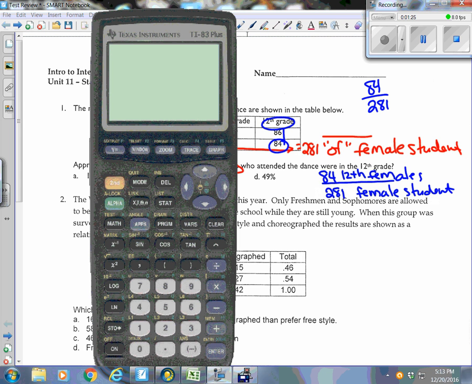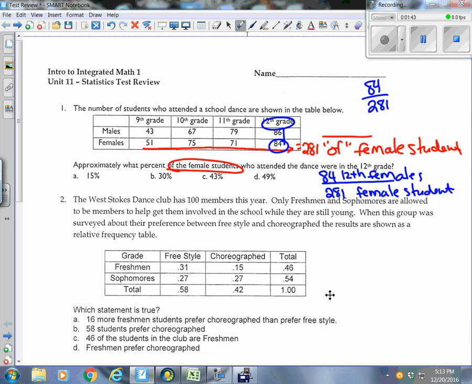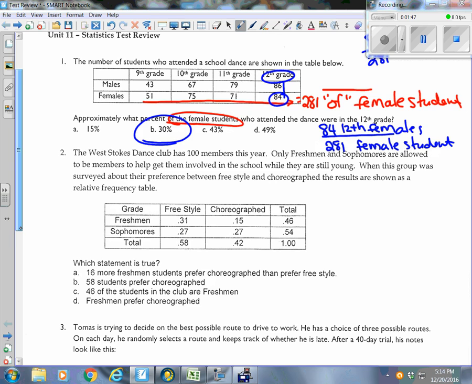Dividing 84 by 281, I end up with 0.298. That's a decimal. If we move the decimal over, or multiply by 100, we can change it to a percent, so it's 29.8%. 29.8% actually corresponds to B, 30% when we round it to the nearest whole percent.